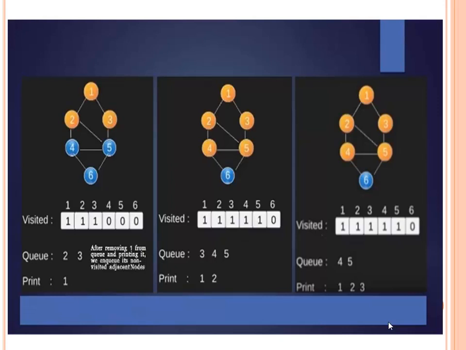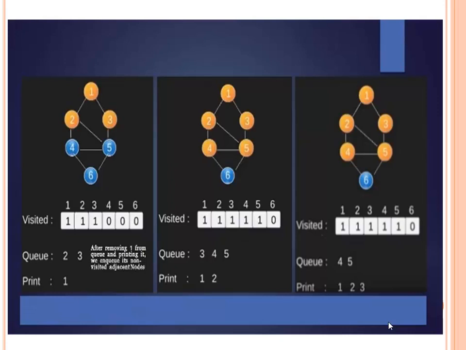After visiting 2 and 3, print 1 and delete it from the queue. After deleting 1 from the queue, insert 2 and 3 into the queue. Now 2 is at the front of the queue. Visit all the non-visited adjacent vertices of 2. Here the non-visited adjacent vertices of 2 are 4 and 5. So first visit 4 and 5. Now print 2 and delete it from the queue and add 4 and 5 into the queue.